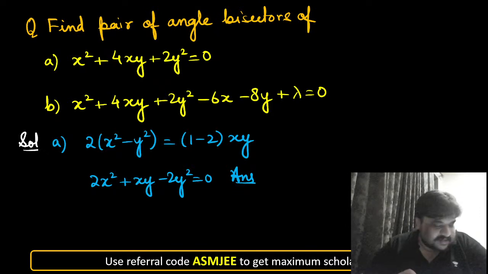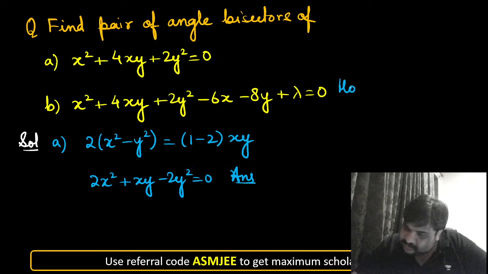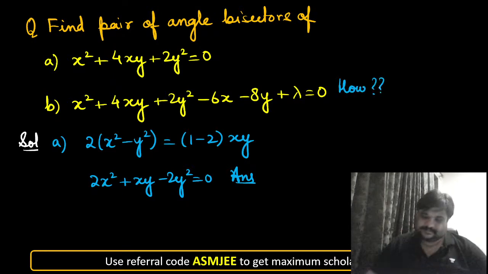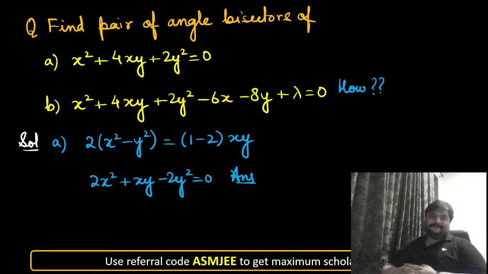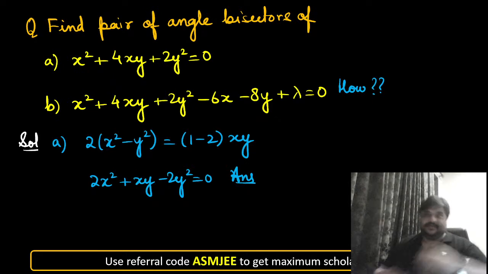Now let's talk about the second one. How? We don't have a direct formula. Think. We don't have a direct formula.